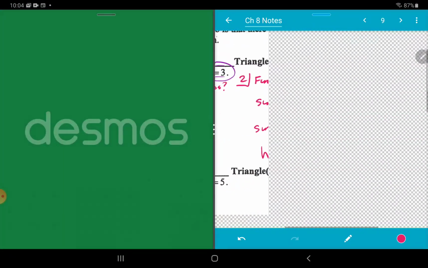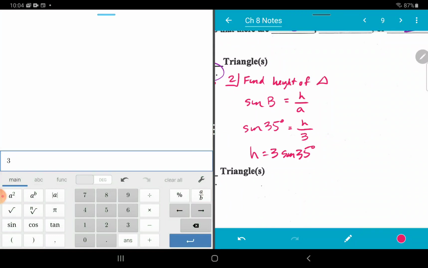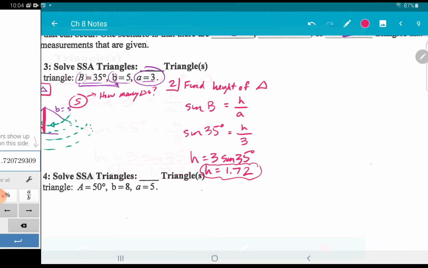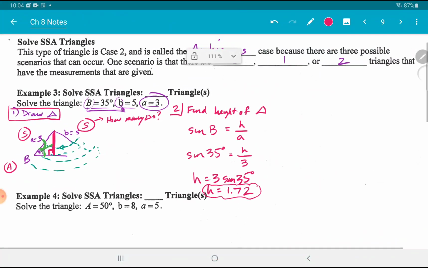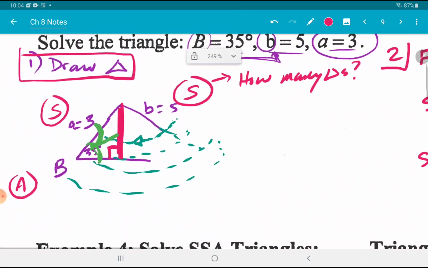I'm going to calculate 3 sine of 35 degrees in my calculator. Remember, you want to be in degree mode. That gives me an h value of 1.72. I'm going to bubble that in and show you what that means exactly. If I have an h value of 1.72, right here is my height of 1.72, then I definitely know, look at that value of 5. 5 is definitely a number that is larger than 1.72. So that 5 is going to extend down, and it's going to go past 1.72.